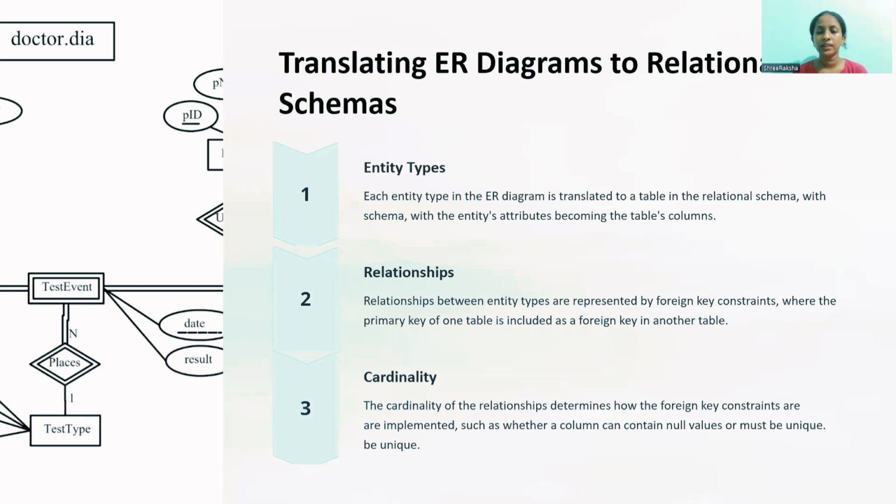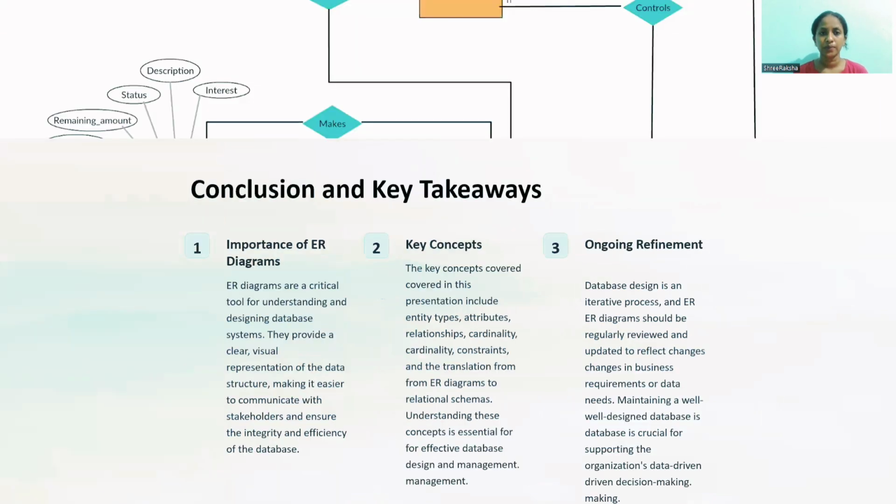Next one is translating the ER diagram to a relational schema. It requires entity types, relationships, and cardinality ratios.